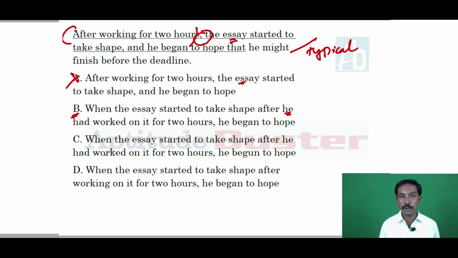Keep this option reserved. Option C, once again, yes, can be reserved. Look at option D: "When the essay started to take shape after working on it for 2 hours." Again, this is ambiguous. It is not clear who worked on the essay. Therefore, option D can be eliminated. You are left with 2 options, option B and option C.